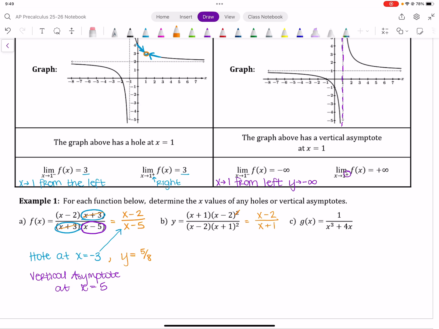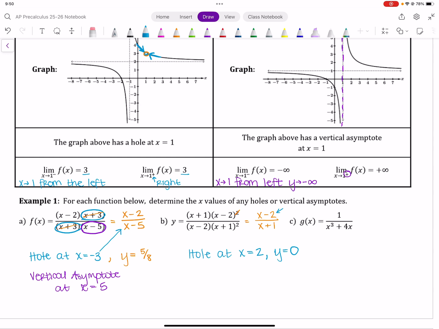Because we were able to cancel out x minus 2 and it's still in the numerator, that is where our hole is at. If we put 2 into the function, 2 minus 2 is 0, and 0 divided by 3 would be 0, so it's at (2, 0) that is our hole.